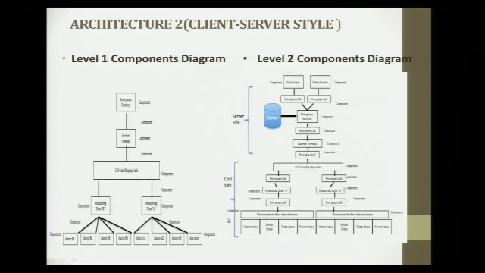The second architecture is client-server style. This is the level 2 component diagram. We have the same components as in the first architecture: fire station, police station, emergency services, and the graphical user interface for the monitor and two zones. This is the server side, and this is the client side.